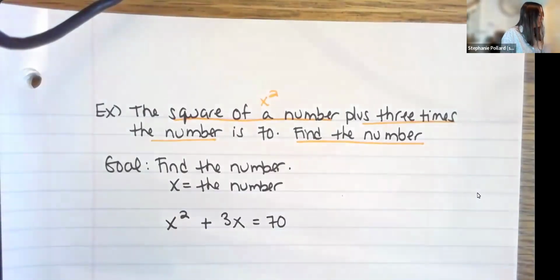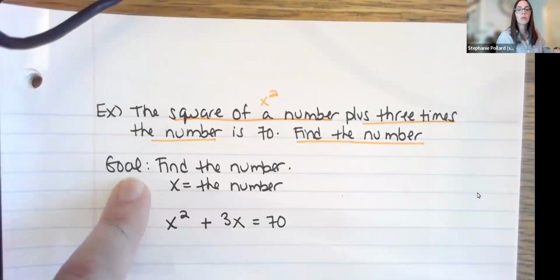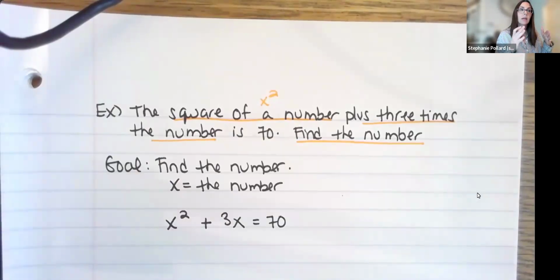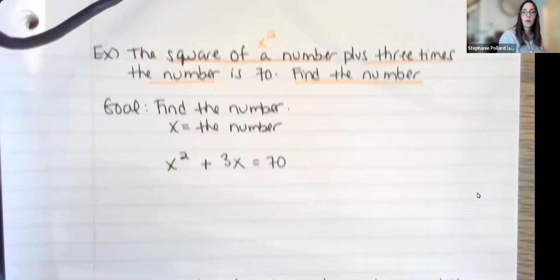So again, you may need to read through this equation a few times in order to have it set up correctly. You really just want to take your time here as you're going through. Again, I like to always define my goal so that I can help focus what I'm looking for and define my variable, and then I can use that variable to write the equation. Once you have it set up, we're going to go ahead and solve.